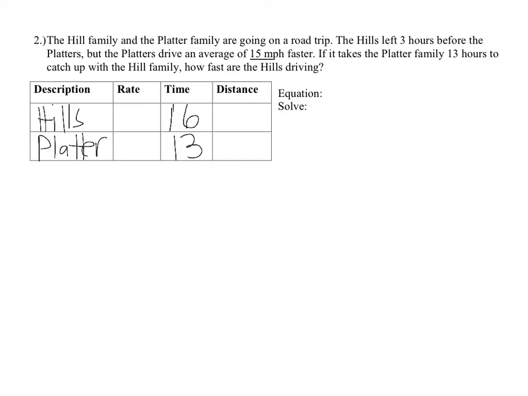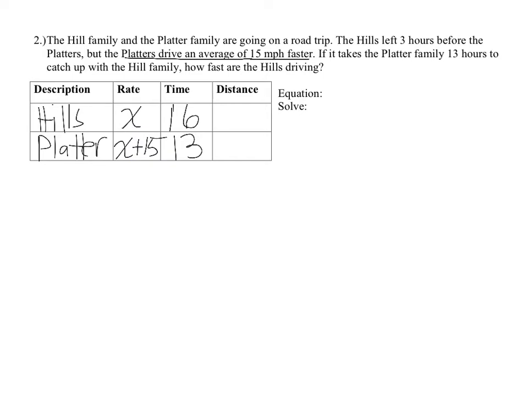We know that the Platters drive 15 miles per hour faster, so let's call the Hills x and the Platters x plus 15. Now you could switch it up. You could call the Platters x, but then the Hills would be x minus 15 because they're 15 miles per hour slower. I like to keep things positive. So there's always two ways to come up with your variable expression.